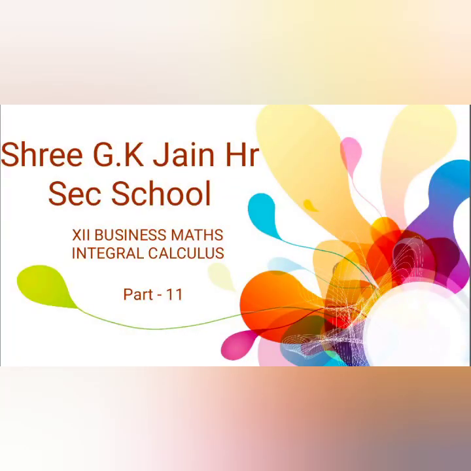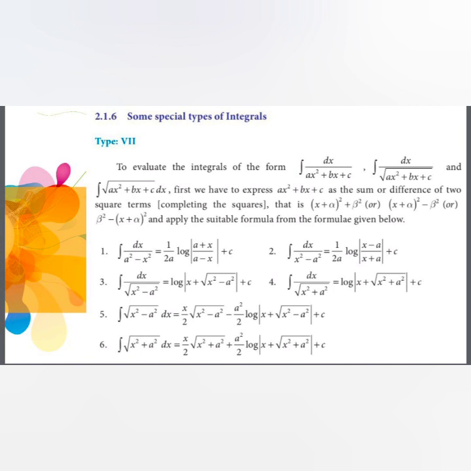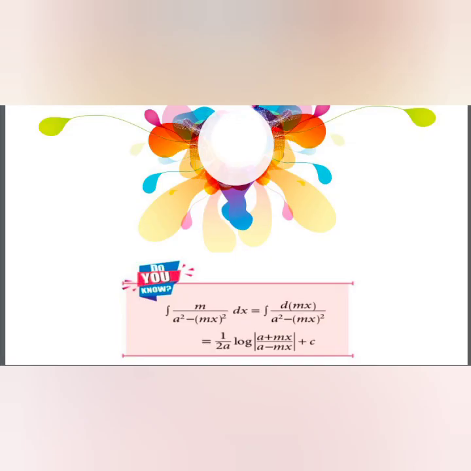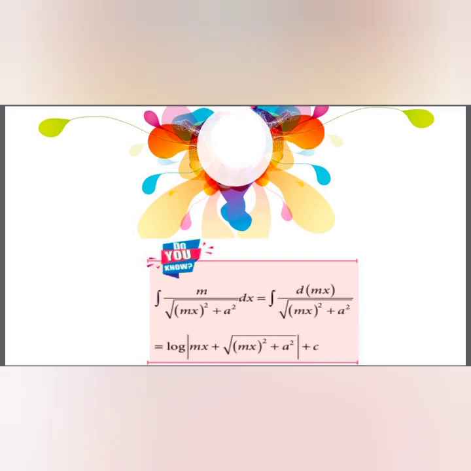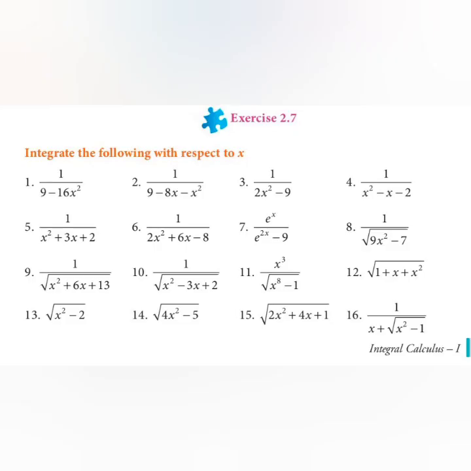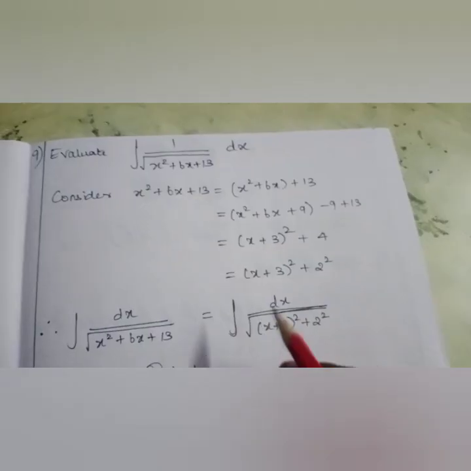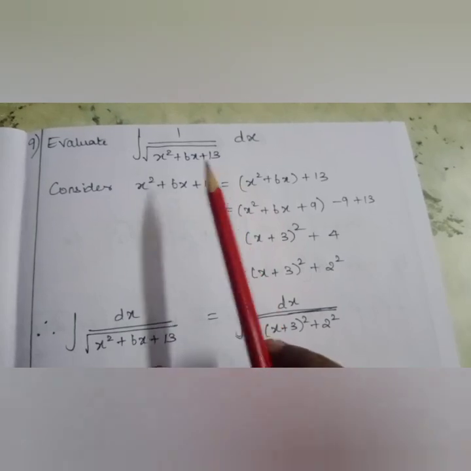Children, let us continue with integral calculus from 12th Business Maths. Hope you all remember the 6 types, the special types of integrals in that chapter, and also these different types of formulas. That is the next level of the previous 6 types of formulas which we will be using in the sums. So we will continue with the rest of the sums in exercise 2.7 as the continuation of the previous class. So let's continue with the sums.